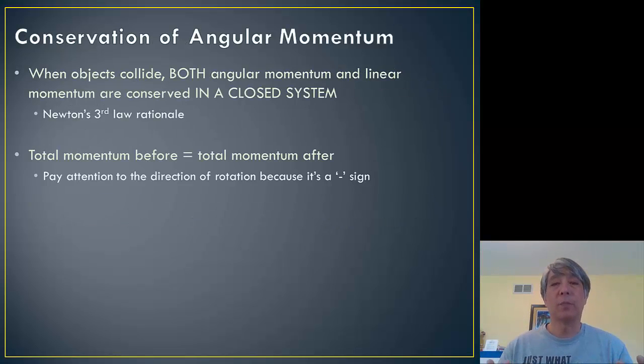Angular momentum, just like linear momentum, is going to be conserved. When objects collide, both the angular momentum and linear momentum will be conserved in a closed system. I put those in capital letters because sometimes it's hard to see when a system is closed. I'll show that to you in examples 1 and 2 later on, but it's still going to be a Newton's third law rationale as to why the momentum is conserved. Again, just like with regular momentum, pay attention to the direction of rotation because it's a minus sign difference between clockwise and counterclockwise, and there end up being a lot of errors associated with that.